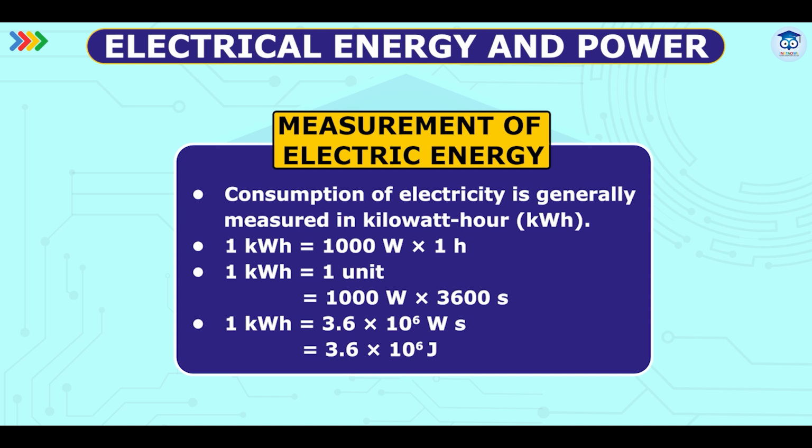Mathematically, we can express this as 1 kilowatt hour equals 1 kilowatt multiplied by 1 hour, which is equal to 1000 watts multiplied by 3600 seconds. This gives us a result of 3.6 into 10 raised to 6 joules.